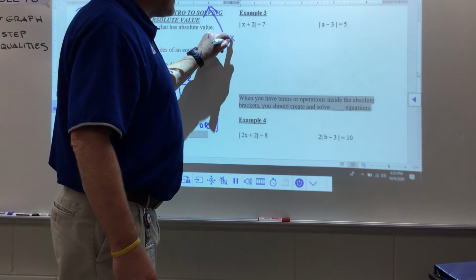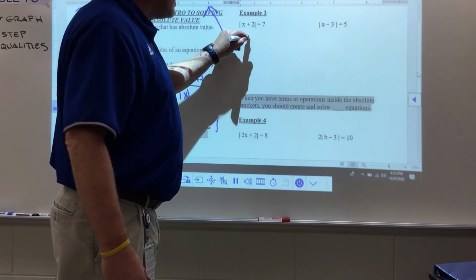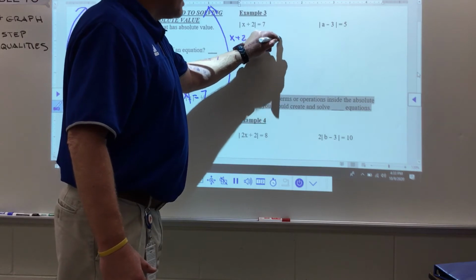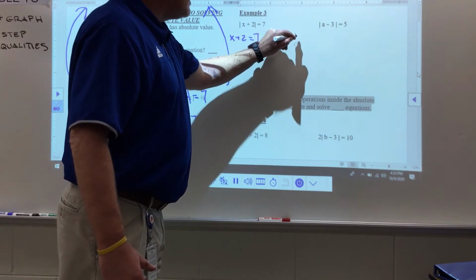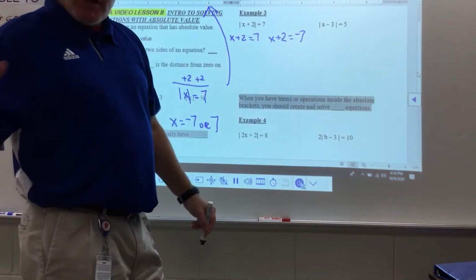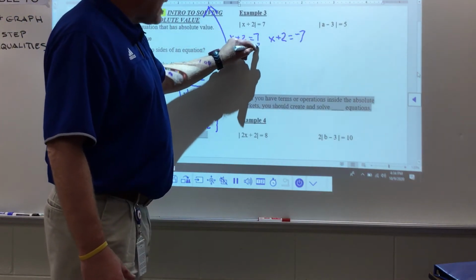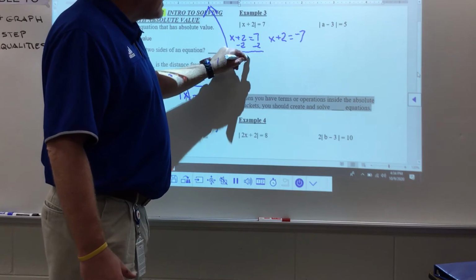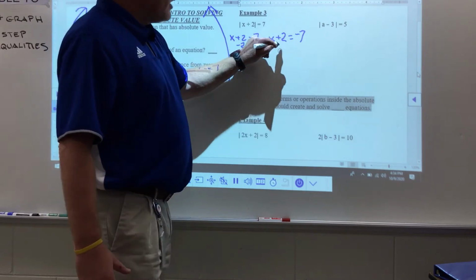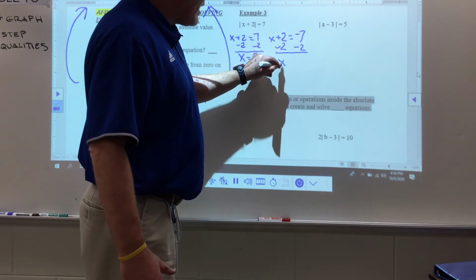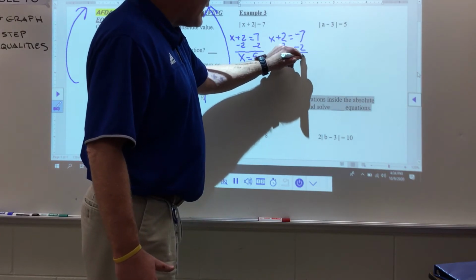So let's just write that down. We can go x plus 2 has got to equal 7, or x plus 2 has got to equal -7. Agree? And let's solve it and see what we got. Let's subtract 2 from both sides, and we have x is equal to 5. Same sort of steps here. We're going to subtract 2 there, and we have x is equal to -9.